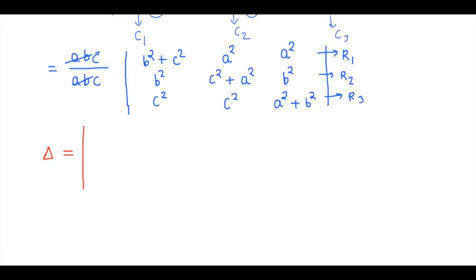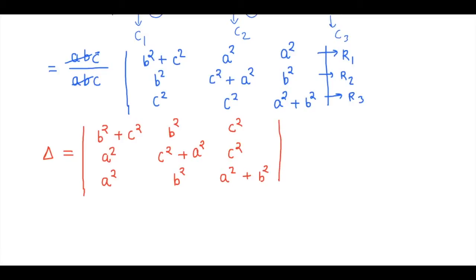So the first row is becoming a column. That means b square plus c square and a square and a square. The second row is also becoming a column. This will be b square and c square plus a square and b square. Similarly, the third row is c square and a square plus b square. So all the rows have become columns. The first row becomes the first column, the second row becomes the second column, and the third row becomes the third column.